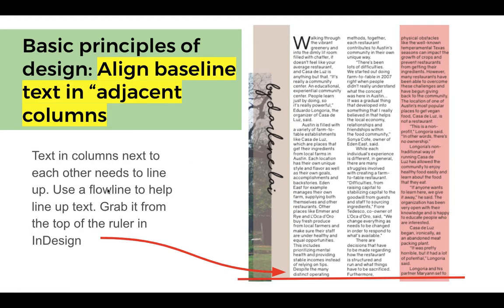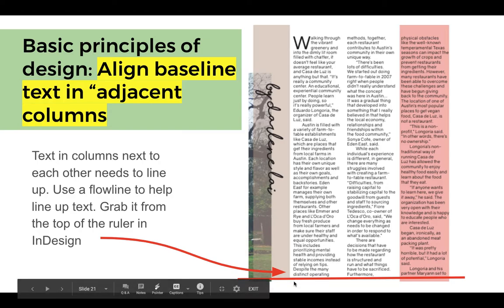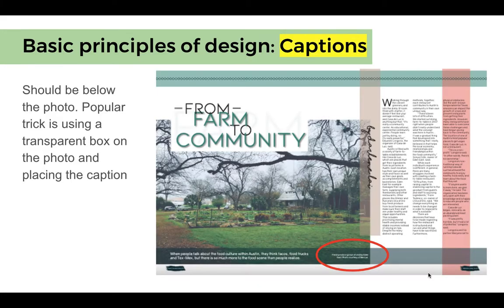Okay? What you can do is use a flow line. So if you're working in InDesign, you can just click and drag flow lines either from the top or the bottom of the rulers in order to create a line that will go across here. You won't see it in the final design, but it will help you align your text, okay?